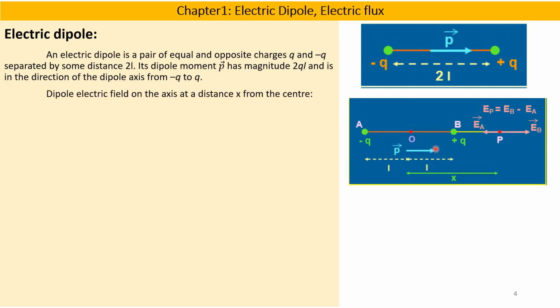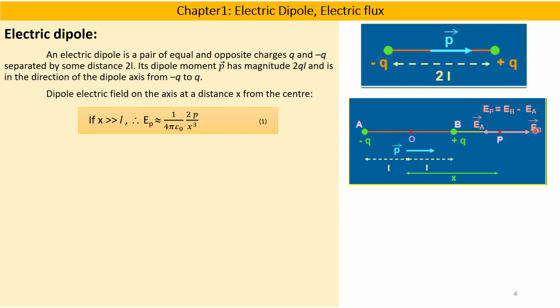If you want to calculate the dipole electric field at a point P, located at a distance x from the center of the dipole, you have to apply the formula: E P is approximately equal to 1 over 4 pi epsilon naught into 2p divided by x cube. X is shown in the figure, and P is located along the axial axis of AB. This is the axis of the dipole. AB is the dipole.